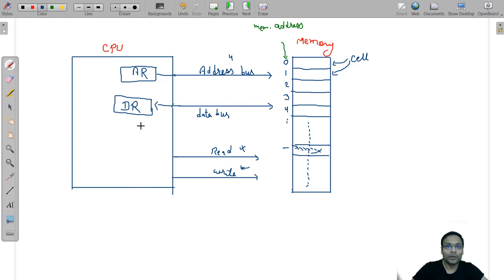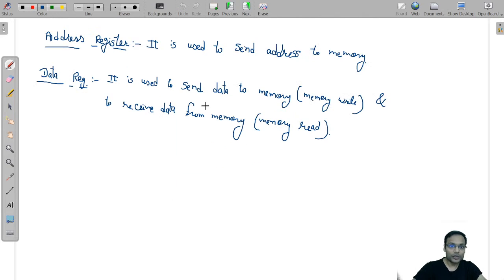Now, whatever you have learned till now, I am asking you again. In the memory read, data is coming from memory to CPU. Hence, the data register is receiving the content from this data bus. So you can see that the data register is used to receive the data from memory, in which operation?